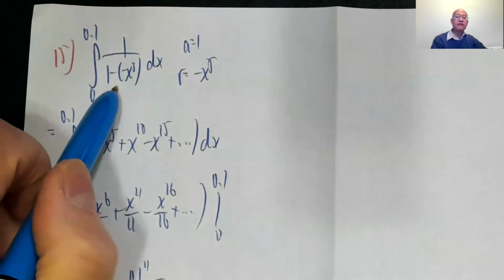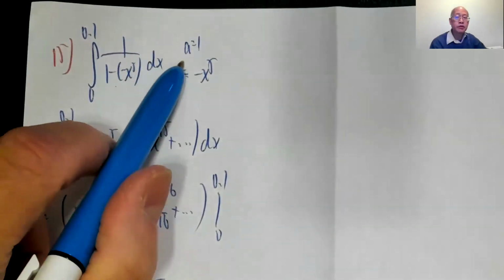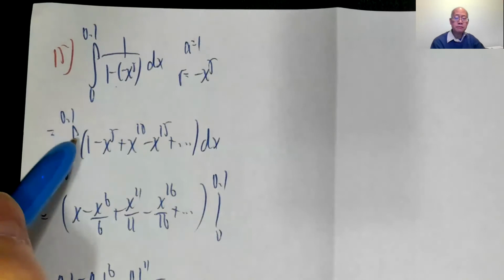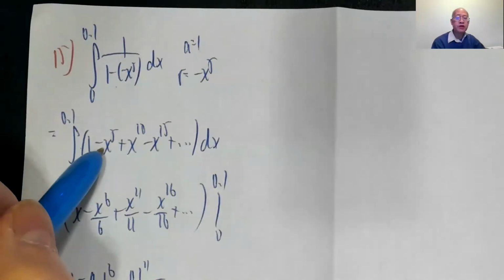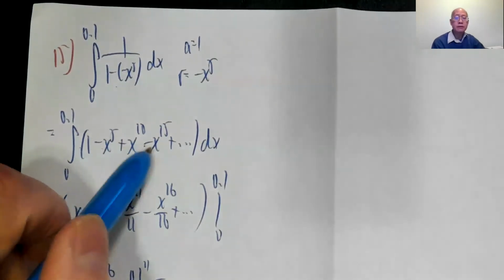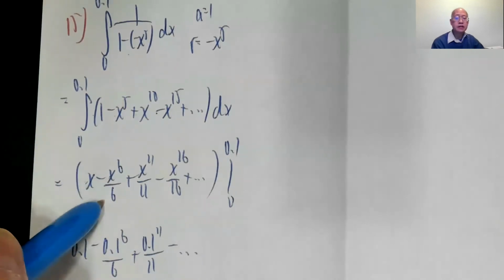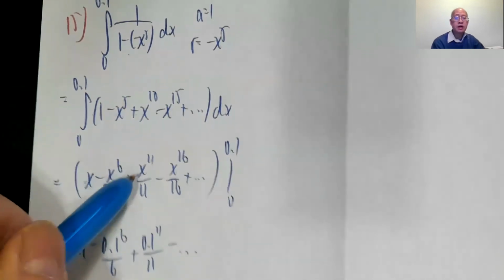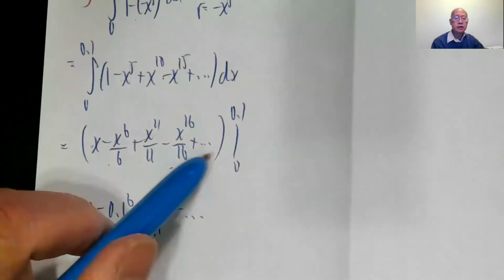15. Write as 1 over 1 minus negative x to the 5th. So the first term is 1, common ratio is negative x to the 5th. So I have 1 minus x to the 5th plus x to the 10th minus x to the 15th. Integrate: x minus x to the 6th over 6 plus x to the 11th over 11 minus x to the 16th over 16. Plug in 0, you get 0.